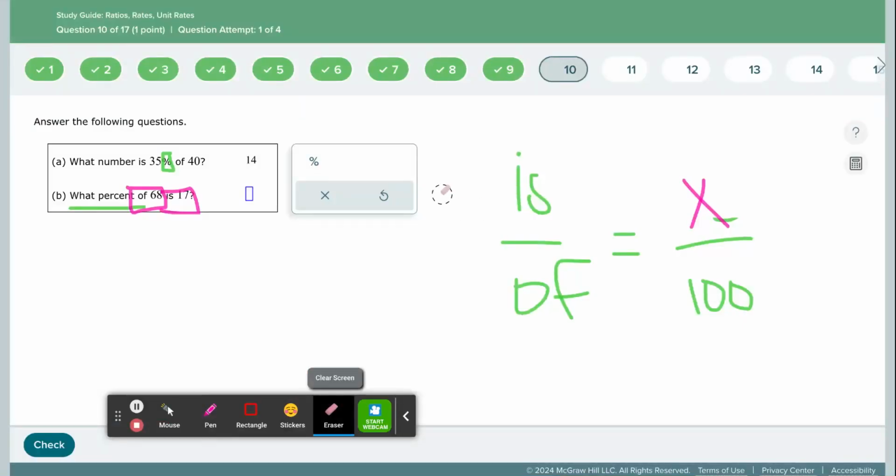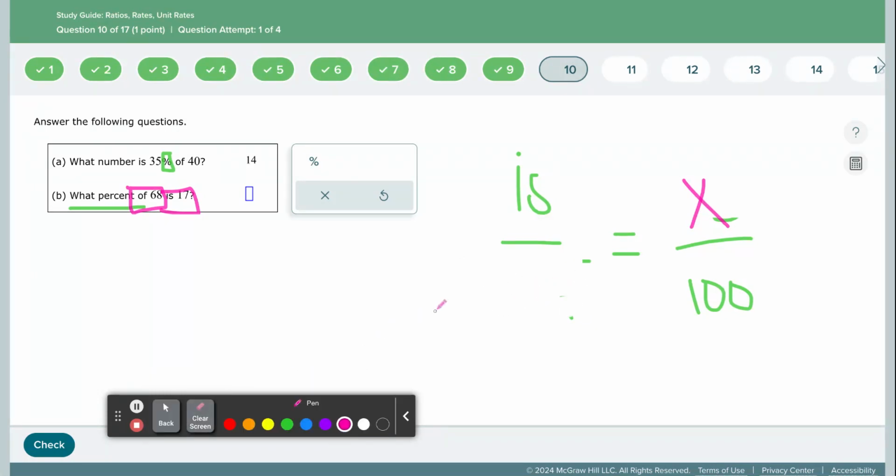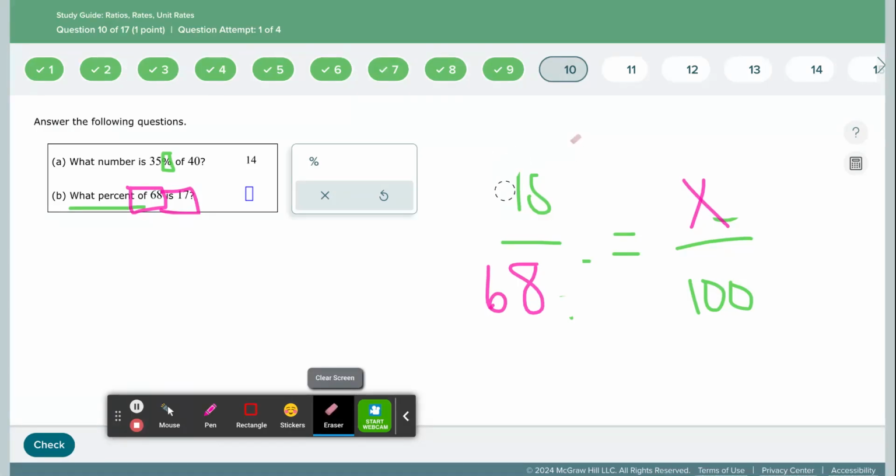Well, let's look. My of 68, 68 is 17, right? So my is now my 17. Okay. So now your next step is to just cross multiply, right? You plugged in, now cross multiply.